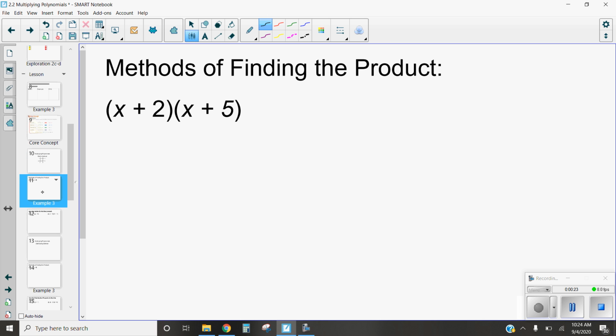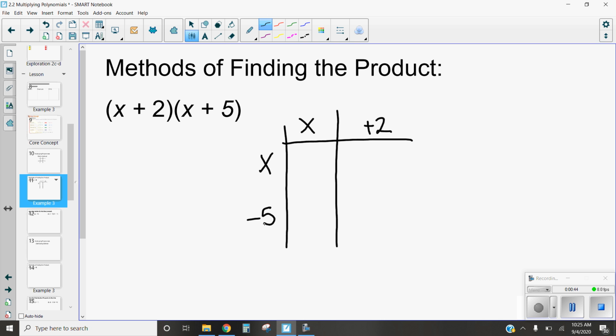We have x plus 2 times x plus 5. Now we're going to use the matrix method. What that means is I'm going to write my x and my plus 2 in one column like this, and then I'm going to create a second set of columns over here that are my x and then my plus 5. Now notice how I've created this matrix or this table.